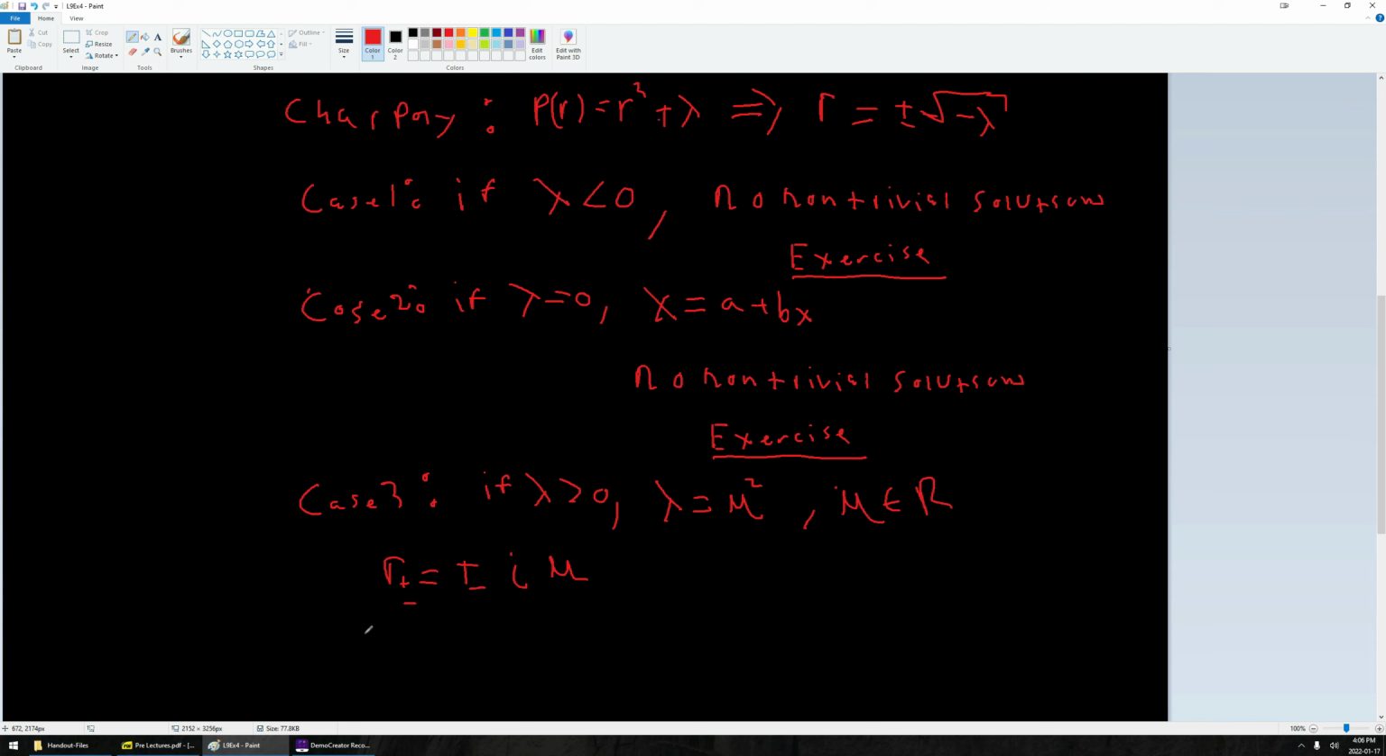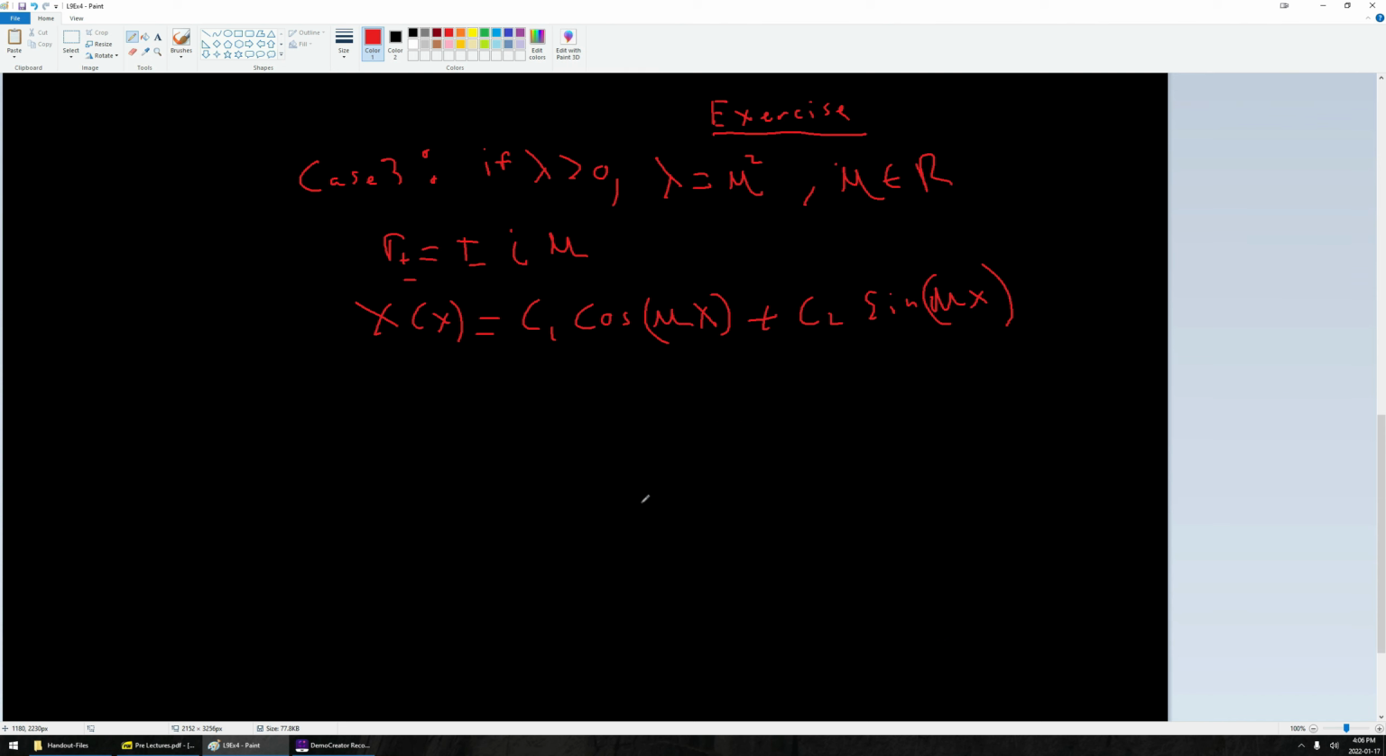So let's go through this and see what the solutions look like. Well, we know what they are. The solutions X of x are going to be a sum of sines and cosines: c1 cosine of mu x plus c2 sine of mu x. We've solved this problem a lot, so we know what the solutions look like. Now we want to apply the boundary conditions. Our goal is to find what these coefficients need to be, and maybe find what mu is, because I still don't know what lambda is. It's unknown.